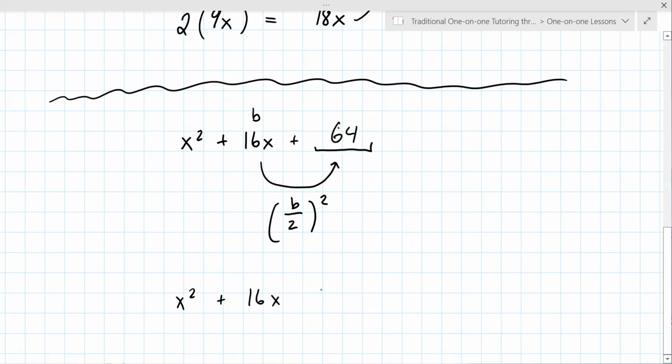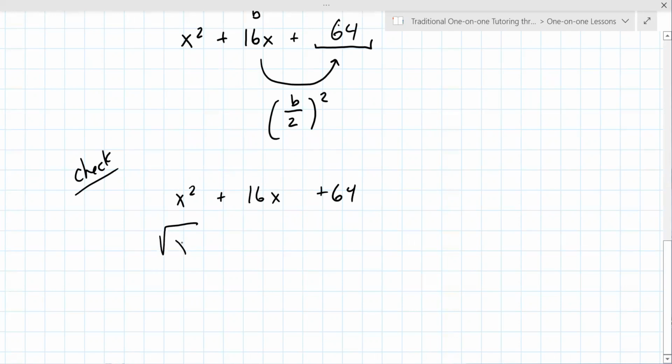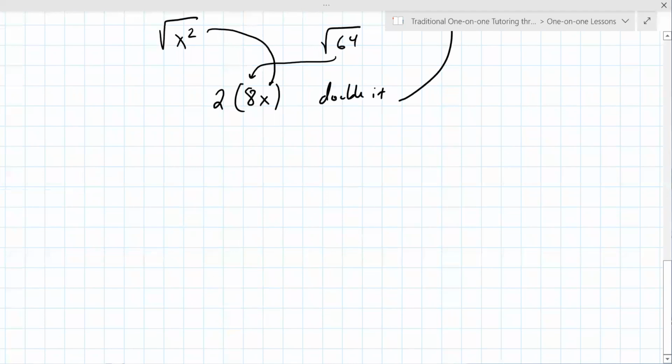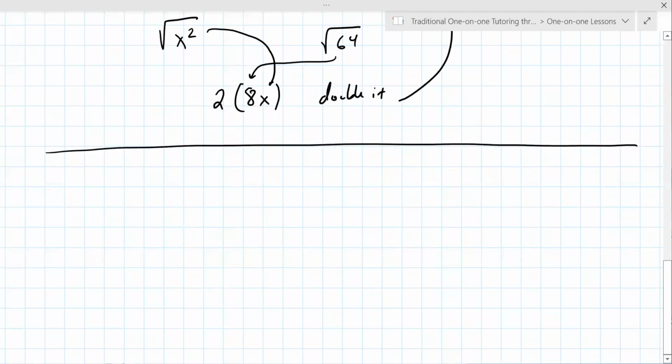Okay, now we just check it. This next step is all about making sure that it's okay. You take the square root of the first term, the square root of the last term, so you get 8x, right? They come in opposite positions. And then when you double it now, do you get back to this? Yes, you do.